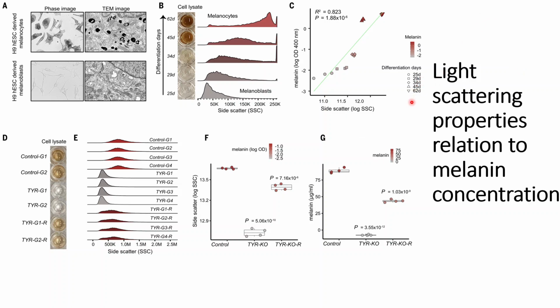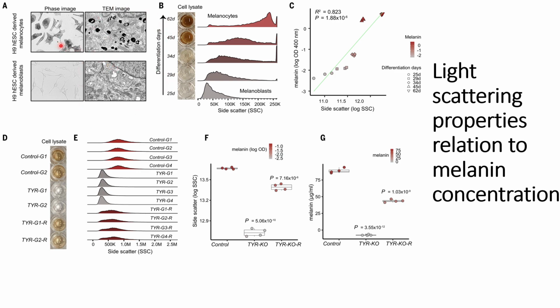In this video we will discuss how this light scattering property is related to the melanin concentration. So this is the image of the cells that are differentiated. At the bottom are the melanoblast cells derived from H9 SESC cell lines, and the top image shows the differentiated cells, that is, melanoblasts differentiated into melanocytes. The figure on the left is the phase diagram and the figure on the right is the TEM diagram.